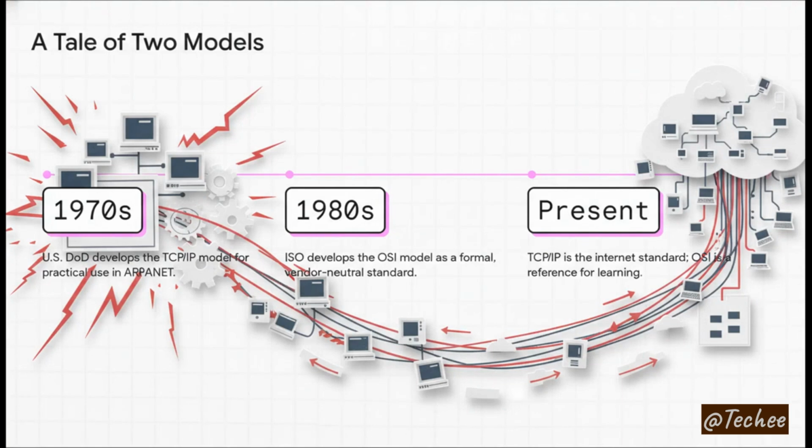The timeline here tells a really important story. TCP/IP was built back in the 70s for an actual working network. So by the time the more, let's say, academic OSI model showed up in the 80s, TCP/IP was already out there, being used and getting popular. It had a massive head start in the real world, and that's a huge deal.